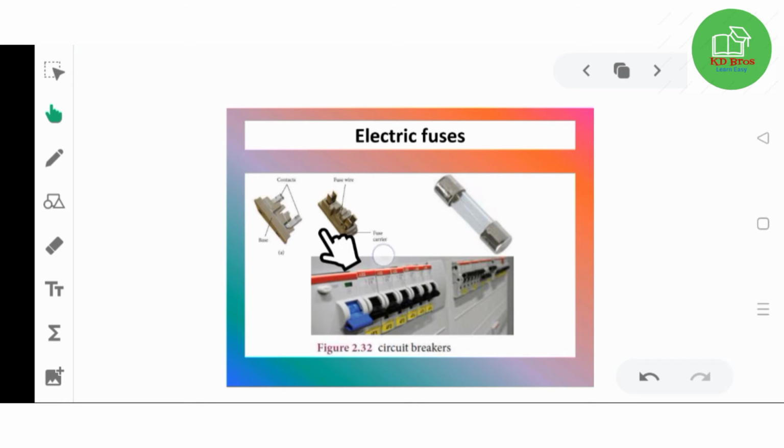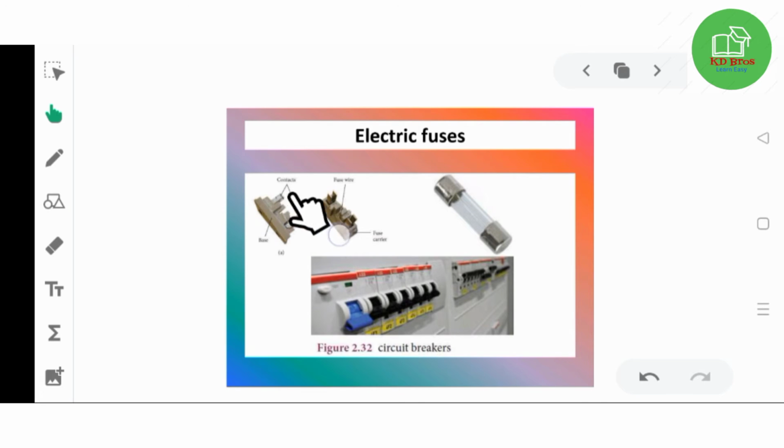Okay, this type of fuse carrier we used, and this type of fuse may be used in the inverter, sometimes in a computer like this. And nowadays in most houses and buildings we have a circuit breaker. Okay, what is the main difference between these two?